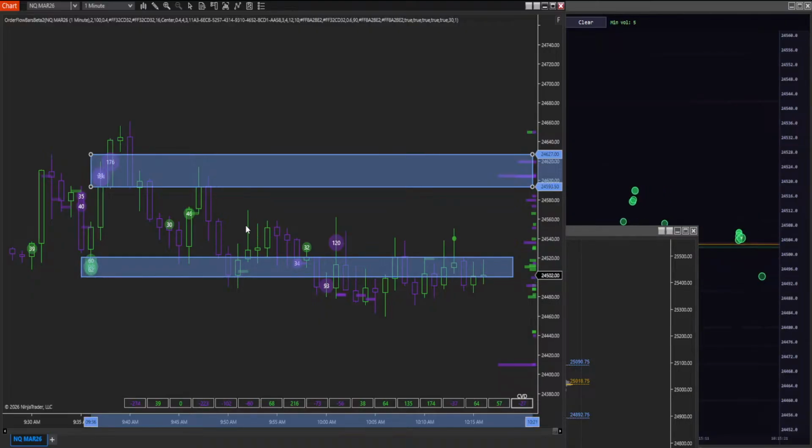Here's a large wick right there, with the 120 lot kicked off. We got a wick that pushed down. Yeah, I'm not taking any longs. No longs for me.